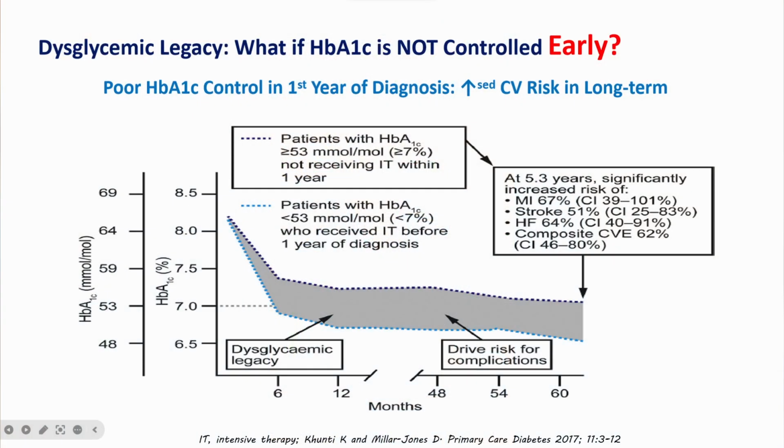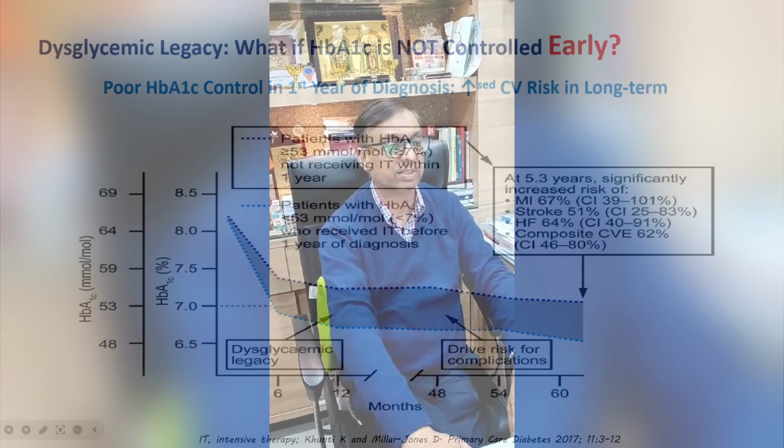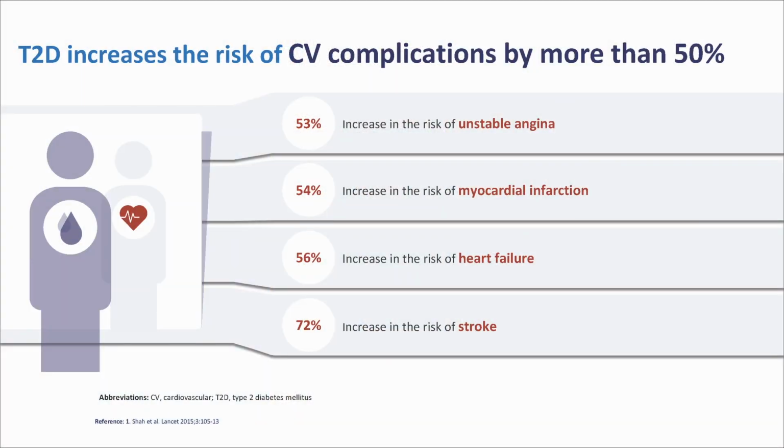This glycemic legacy is again very important. What if HbA1c is not controlled early? Poor HbA1c control in the first year of diagnosis increases the risk of CV events in the long term. Type 2 diabetes increases the risk of cardiovascular complications by more than 50%: 53% for unstable angina, 54% for myocardial infarction, 56% for heart failure, and 72% increased risk of stroke. And the incidence of cardiovascular events almost doubles as HbA1c increases above 7%.